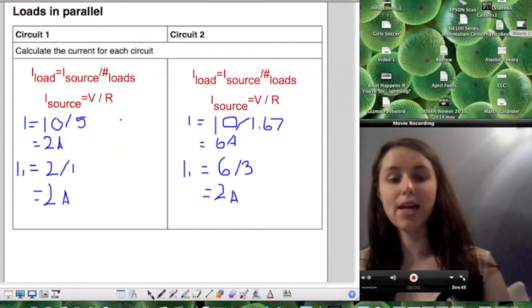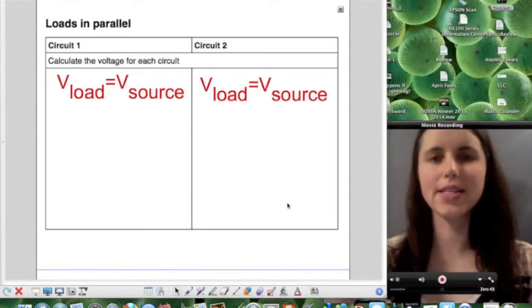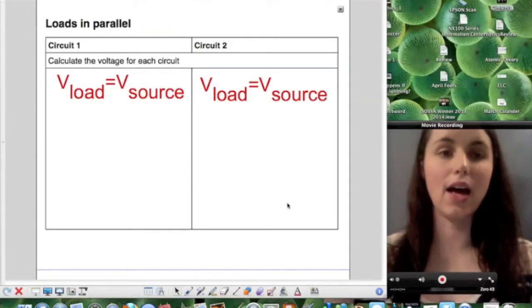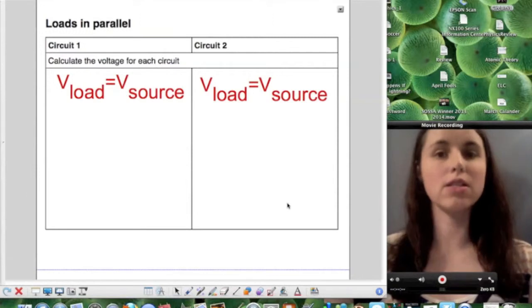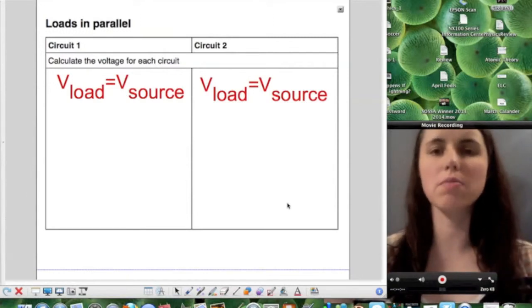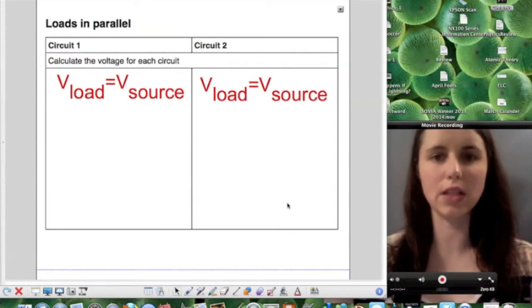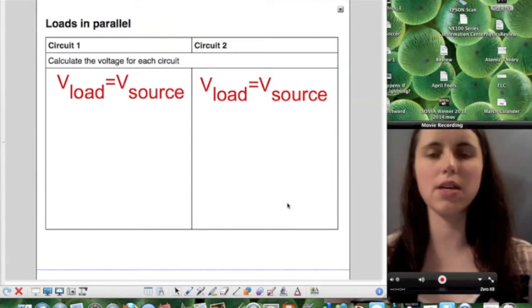All right, coming up next, we have voltage. All right, so now we're going to take a look at voltage. So we looked at resistance. We found out that in circuit 1, the resistance is going to be 5 at any given load, whereas in circuit 2, the resistance is going to be 1.67 at any given load. Then we looked at current. We found out that current is going to be equal to 2 amps at any given load for both circuits, right? Now we're going to look at voltage.